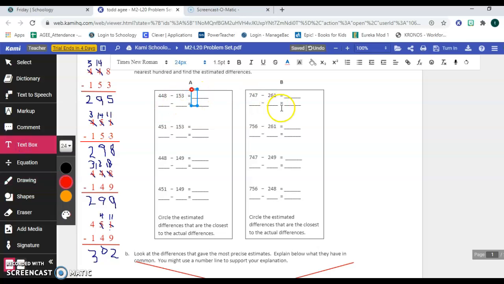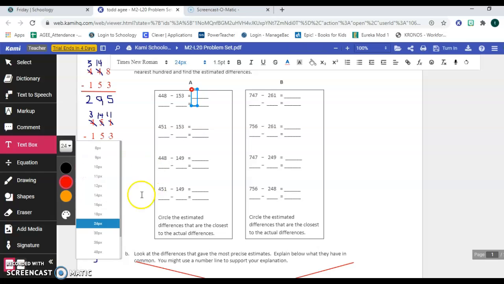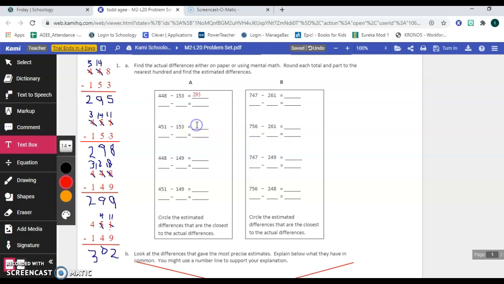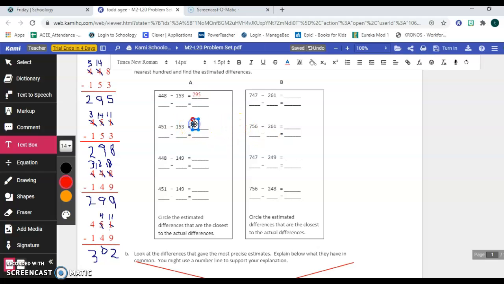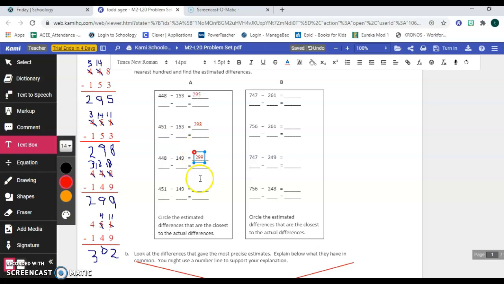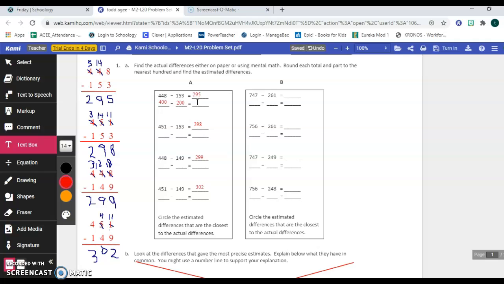So here, I'm going to have to shrink this down a little bit. I'm just going to type in the responses that I got on the right, on the left there. So here I've got 298, and here I've got 299, and here I've got 302. All right, and now for the rounding portion, 448 rounds down to 400 because it's lower than 50. 153 rounds up, so it's going to be 200. 400 minus 200 is going to be 200.